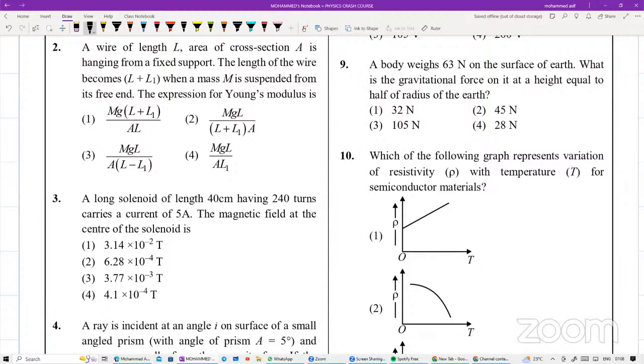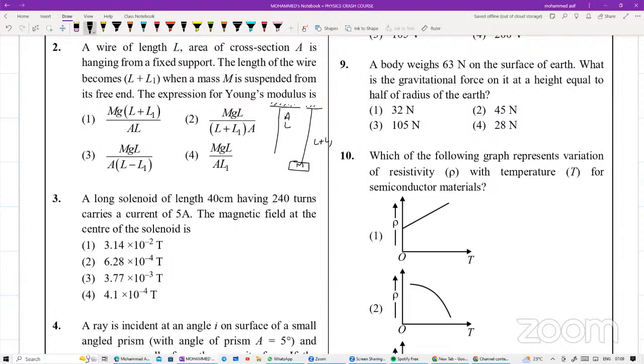A wire of length L, area of cross section A is hanging from a fixed support. The length of the wire becomes L plus L1 when you are attaching the weight, and a mass M is suspended from its free end. The expression for the modulus will be equal to how much?